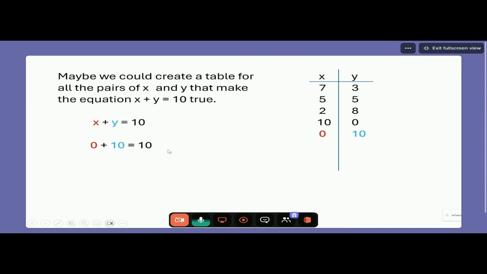Now, so far, we've got all whole numbers there. Who said that X and Y have to be whole numbers? Nobody. So how about something like 8.5 plus 1.5? Why not? Those two numbers add up to 10, right? So that is another solution to this equation. All of these here, every single pair is a pair of X and Y that makes the equation true.